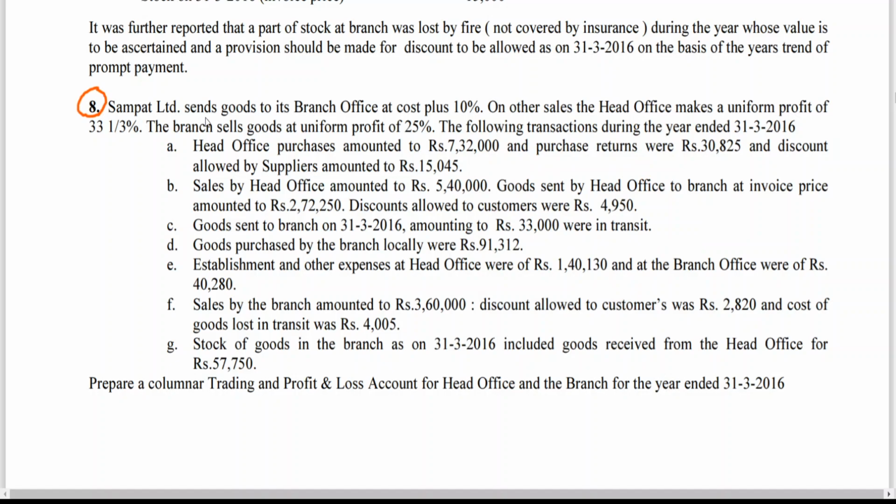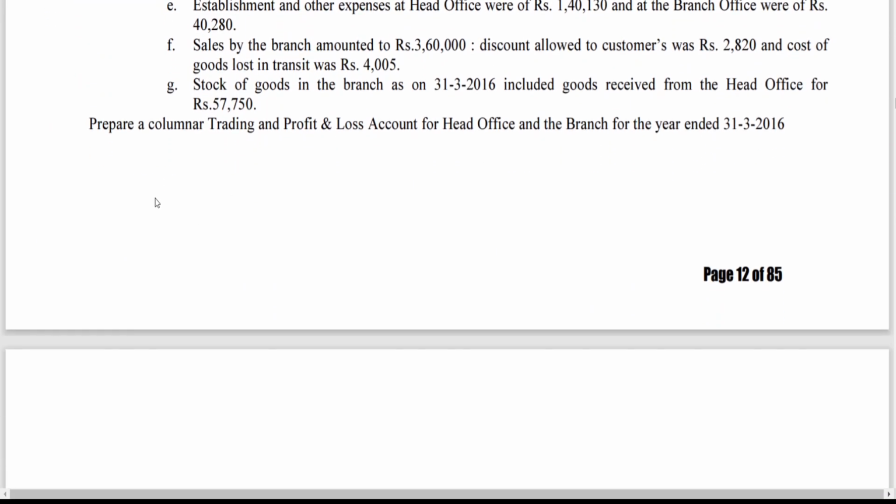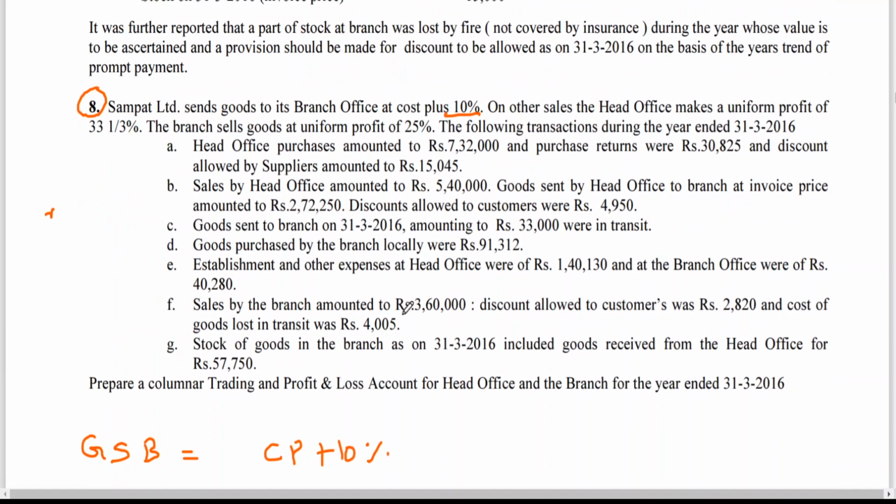See, Sampath Limited sends goods to its branch office at cost plus 10%. Goods have been sent by head office to branch at cost plus 10%. So, head office to branch, goods sent to branch, cost plus 10%.